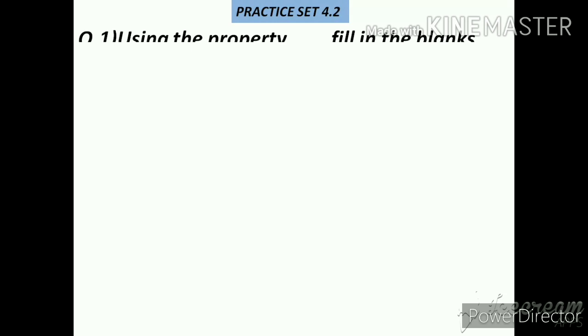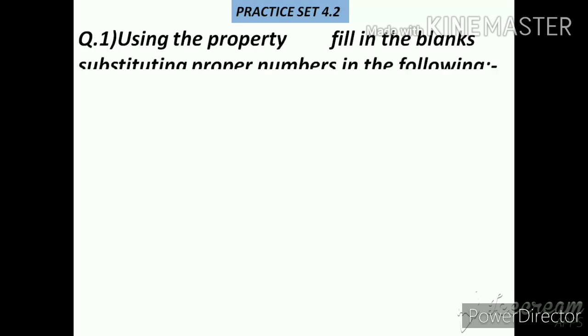Now, Practice Set 2. Question number 1. Using the property a upon b equals ak upon bk, fill in the blanks substituting the proper numbers in the following. Here, children, there are fill-ups. We have to write the proper number in each blank.